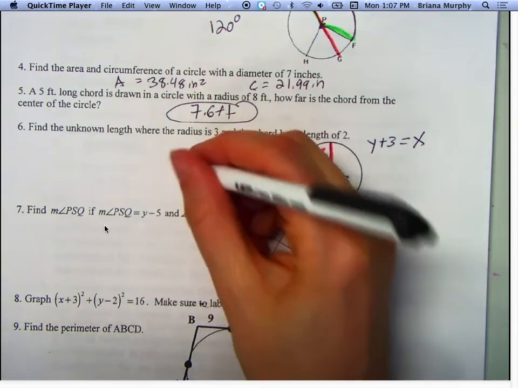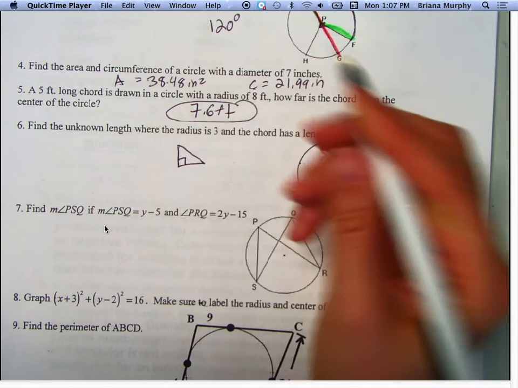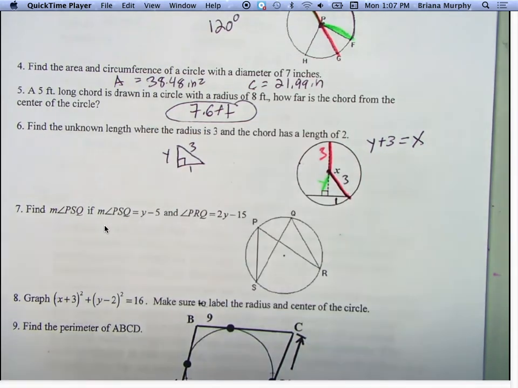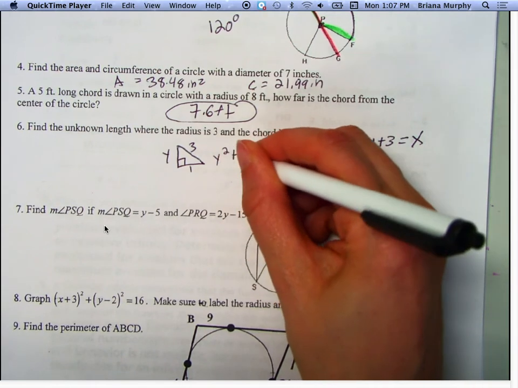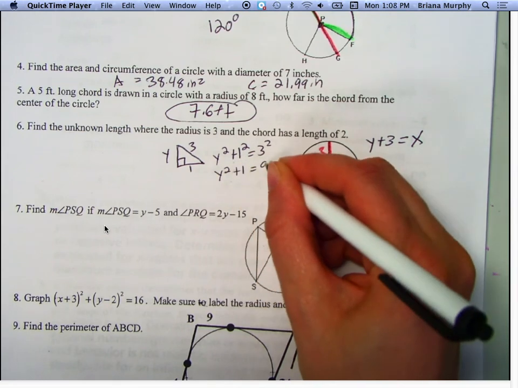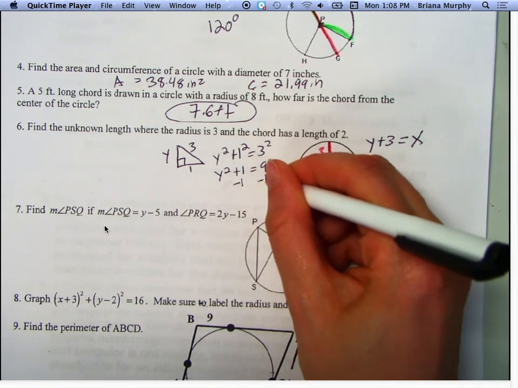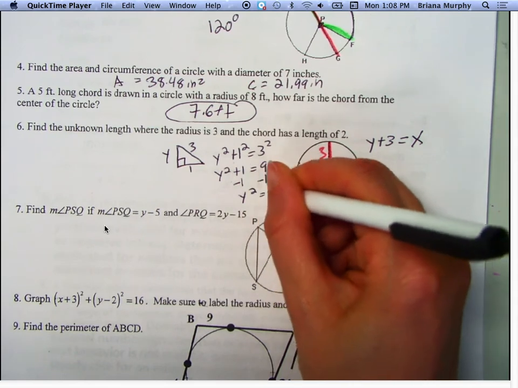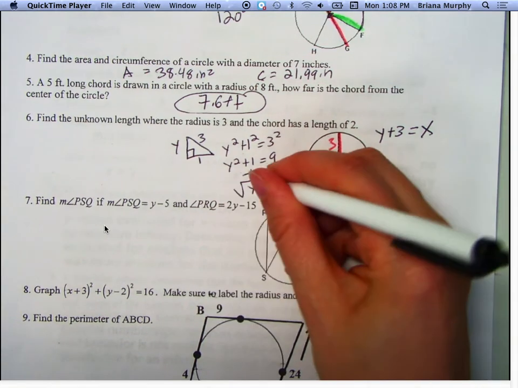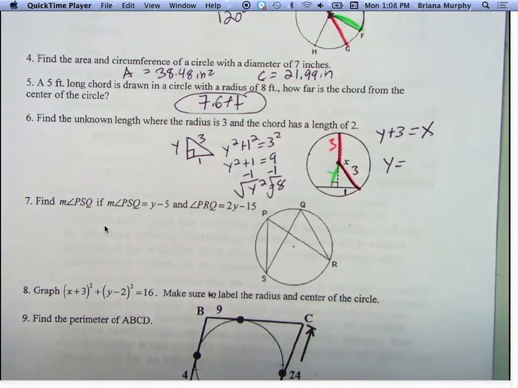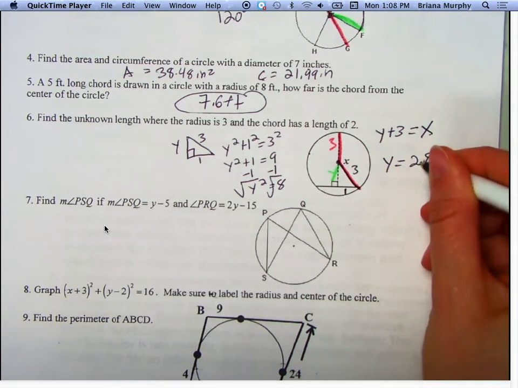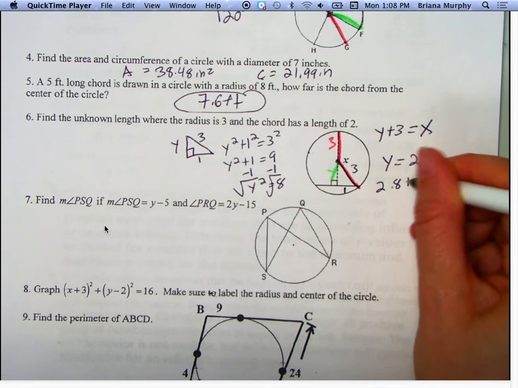So now we have this little right triangle at the bottom, right? How am I going to solve that? Pythagorean theorem. y squared plus 1 squared equals 3 squared. So y squared plus 1 equals 9. I'm going to subtract 1 from each side. y squared equals 8. And then what am I going to do to get y by itself? Square root it. And so y equals the square root of 8, which is 2.8. So 2.8 plus 3 equals x.